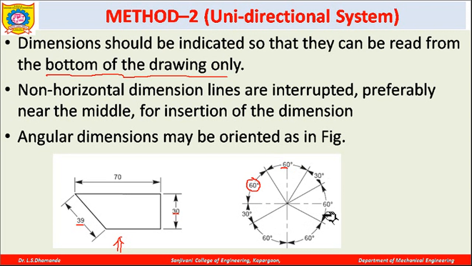Here it is interrupted. Everywhere it is being interrupted, and from the bottom all these letters will be vertical. You can see this. There is no inclination given to these letters here. All the letters are vertical, while in the previous case it was rotated, the aligned dimensions. So this is the unidirectional dimensioning.